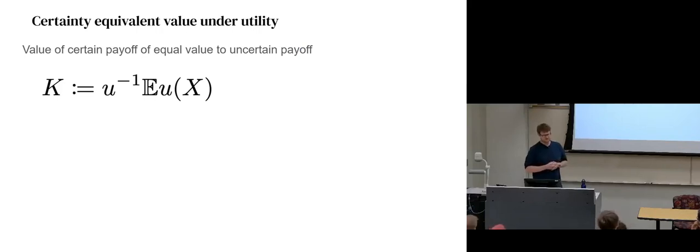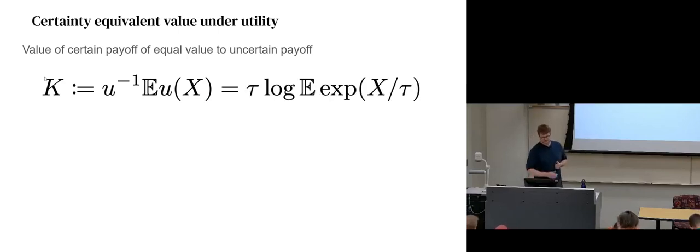Well, in the utility literature, there's this thing called the certainty equivalent value under utility, which is the value of a certain payoff of equal value to the uncertain payoff. So the uncertain payoff is this random variable x, let's say. You pass that through your utility function, you take the expected value, so you integrate out x, and then you invert the utility function, and that gives you the equivalent value you would take of a certain payoff for the uncertain payoff. So it's summarizing a random variable through your utility function and getting back to a utility value. If this has units of dollars, then this would have units of dollars, and this is a classic thing in the utility literature.